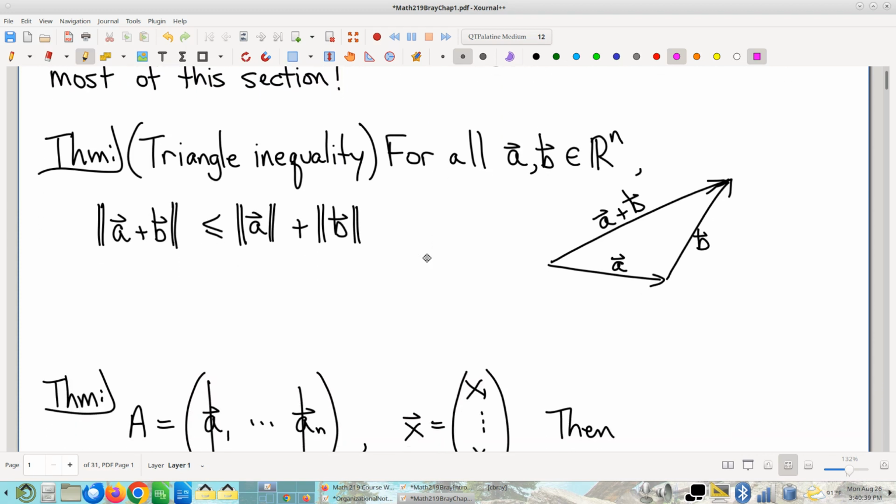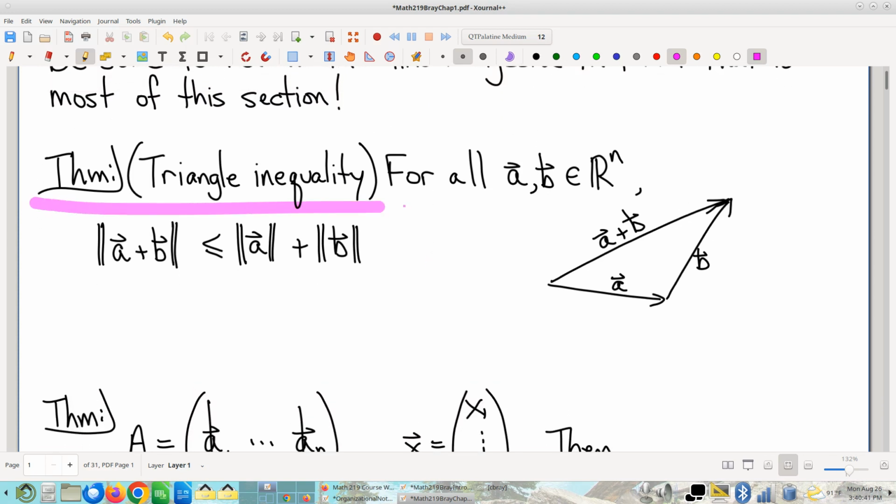Okay, so I am going to wave my hands very quickly at the triangle inequality. I think this is a pretty easy pitch. The triangle inequality is this inequality right here. And if you look at the picture, y'all know how to add vectors, right? A sum of two vectors is, you take the first vector and then you do the whole head to tail with the second vector, and there's your sum.